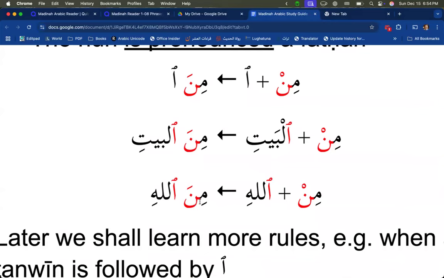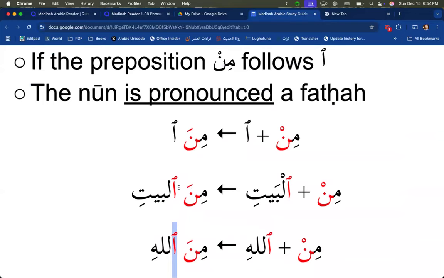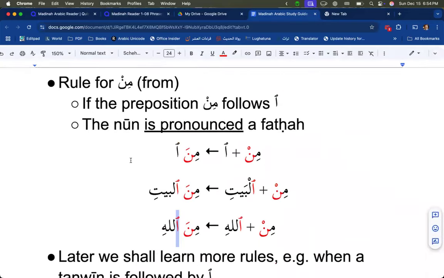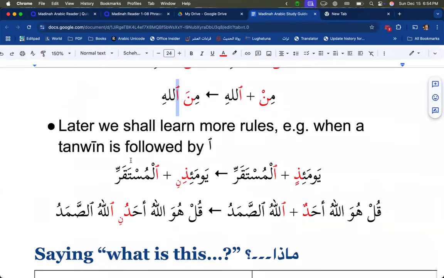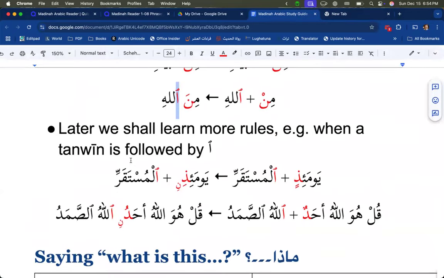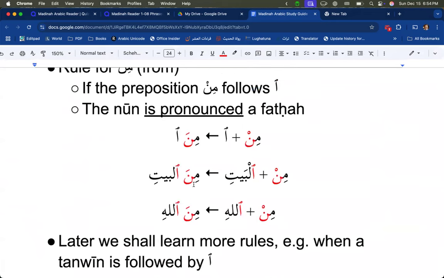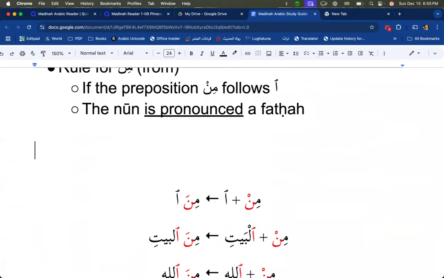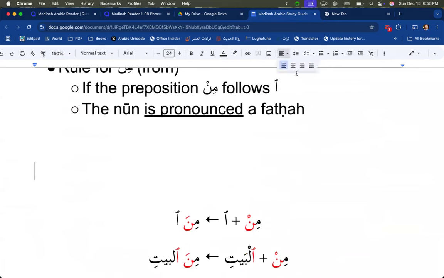And when does this happen? When min is followed by hamzatul wasl. Okay, clear? So these are called helper vowels. There are other ones as well, but we're just barely learning. The reason they're helper vowels is something I have not told you yet. Let me tell you now. Why do we do this? There's a method to the madness. There's a method to the beautiful madness, mashallah.